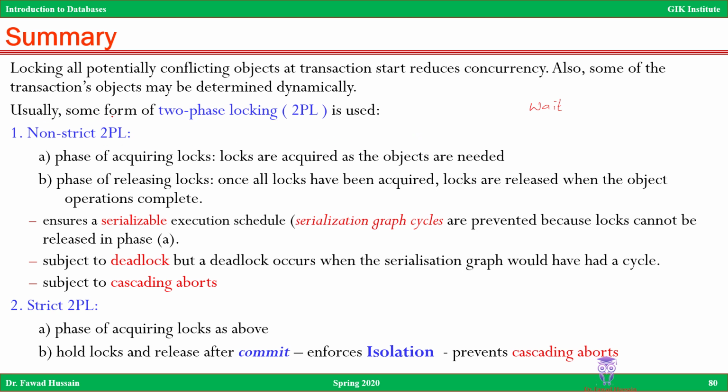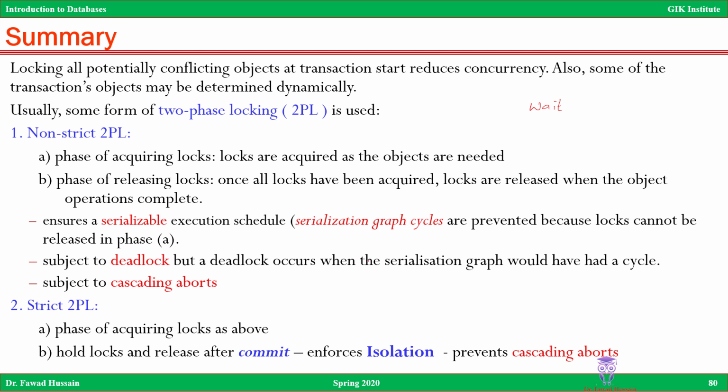So usually some form of two-phase locking protocol is used. The simple lock protocol is normally not used. The two-phase is used. Either you use the non-strict version, where in the phase of acquiring, locks are acquired as the objects are needed, and in the phase of releasing, they are released once all the executions have completed. It ensures serializable execution, however it is subject to deadlock and cascading abort.